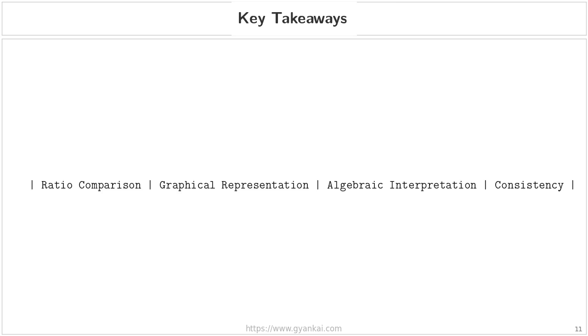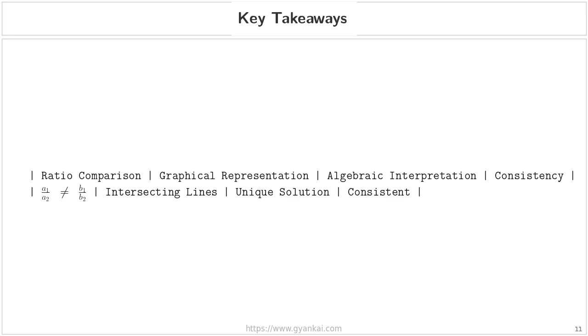Key takeaways. All right, we have reached the end of our lesson. To wrap everything up, let's look at this summary table, which brings together everything we have discussed today, from the initial ratios to the final algebraic interpretation. Think of this as your ultimate cheat sheet for exams. Let's start with the first row.